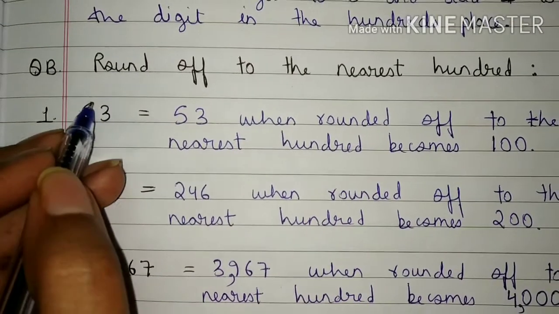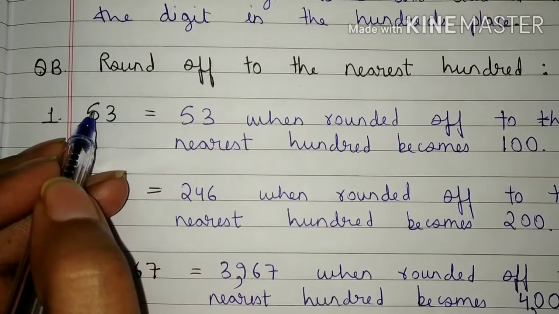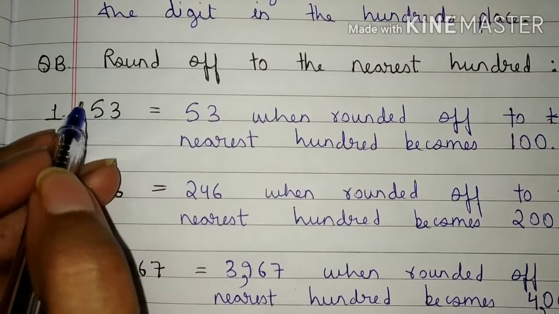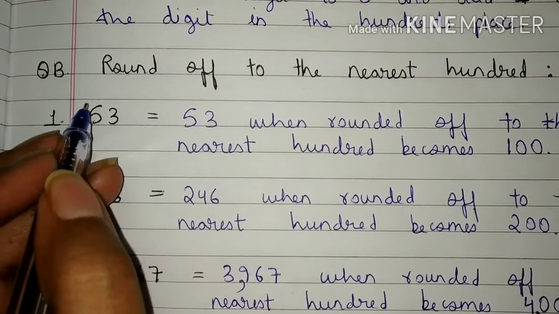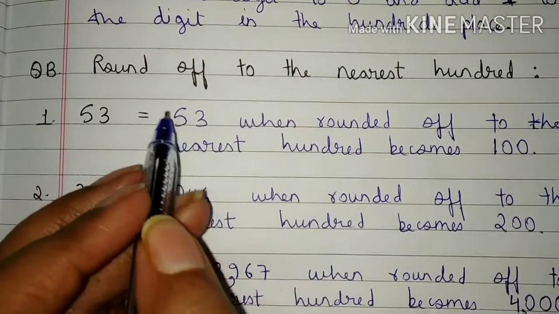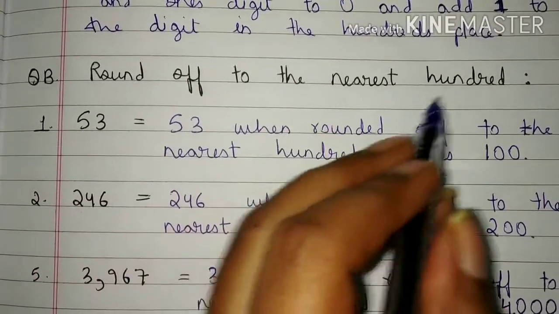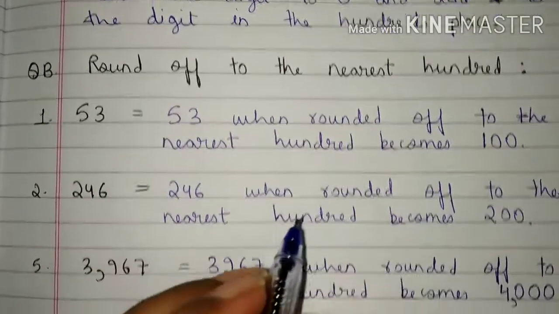Students, here in the tens place digit is 5, so you will add 1 to the digit in the 100 place. Here in the 100 place digit is not given, so you will write 1 in the 100 place. So students, 53 when rounded off to the nearest 100 becomes 100.